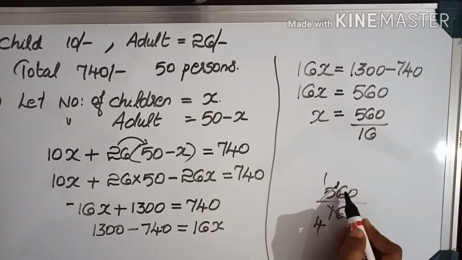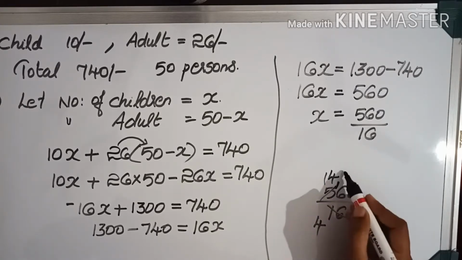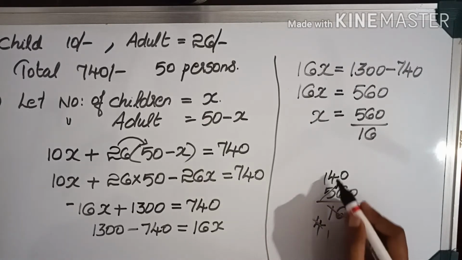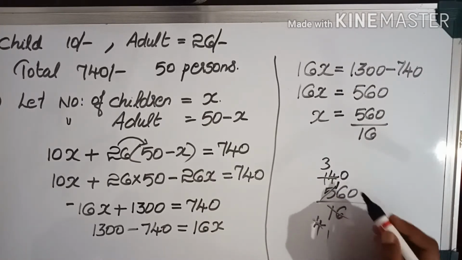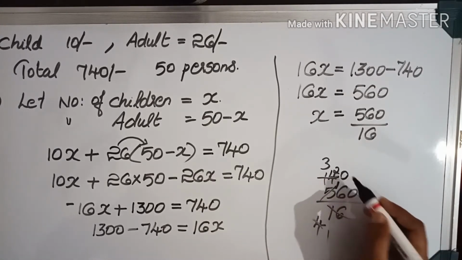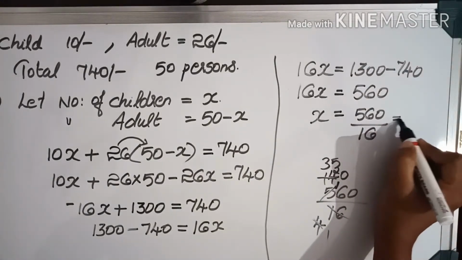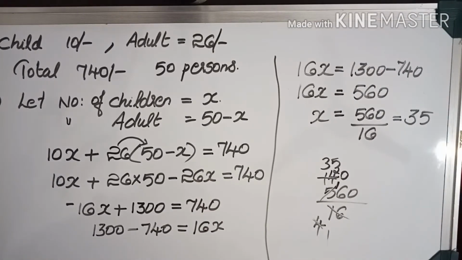So 16. In 16, how many 4s? 4 4s are there. Again 1 0. So 140. Now 140 by 4. This also we can divide with 4. In 4 only 1 4. In 14, 3 4s are there. 4 3s are 12. Balance is 20. So 20, how many 4s? 5 4s are there. That means x is equal to 35.